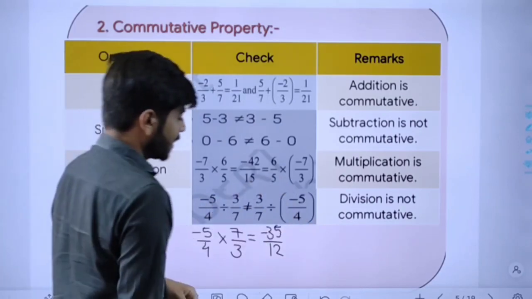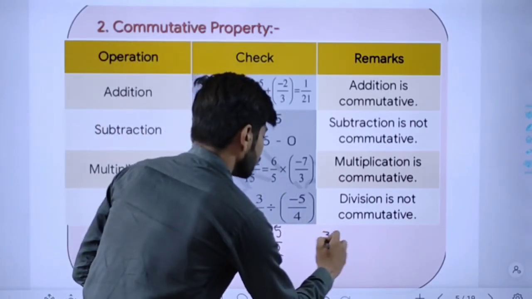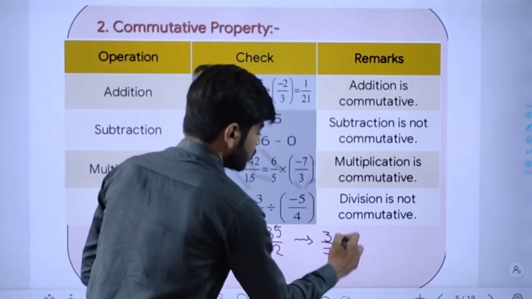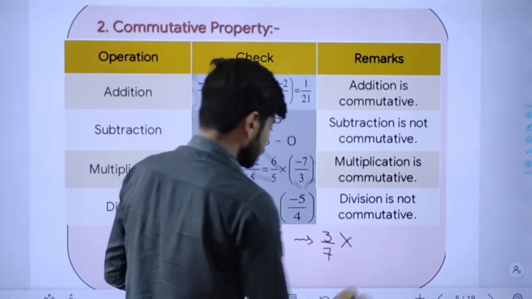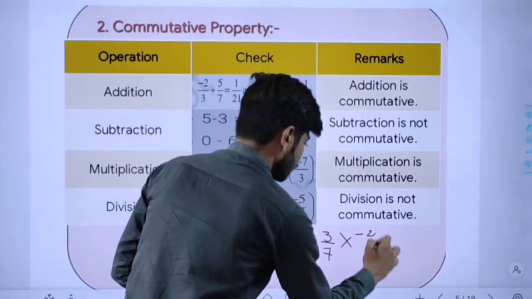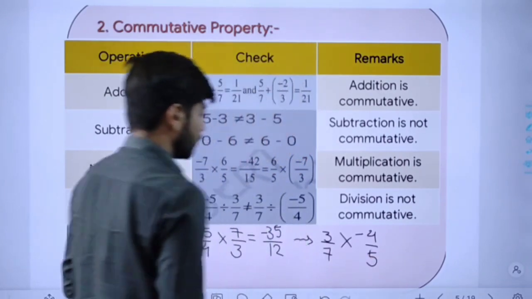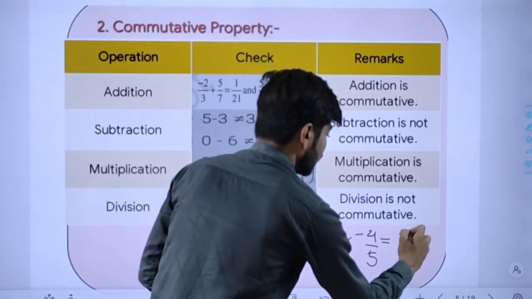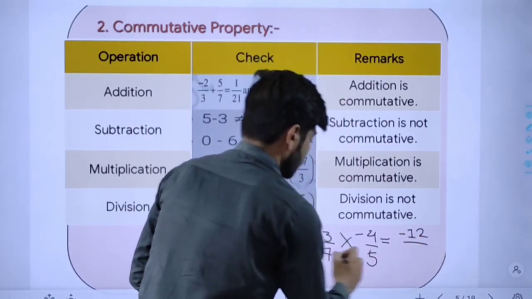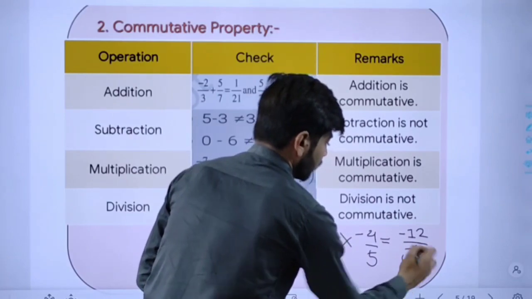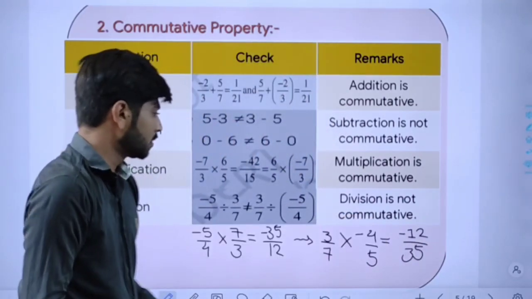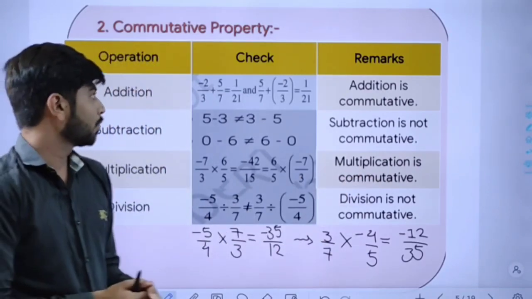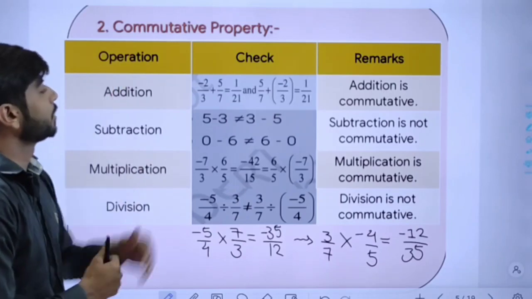Now we will check for the right hand side. 3 upon 7 divided by minus 5 upon 4, it is division, so we will change it to multiplication and take the reciprocal. So minus 4 upon 5. So it will be 4 threes are 12 and it is minus 7 fives are 35. Both the answers are different, so we will say division is not commutative. Okay, now I think you have understood the commutative property.